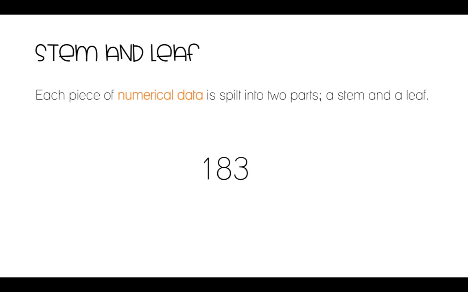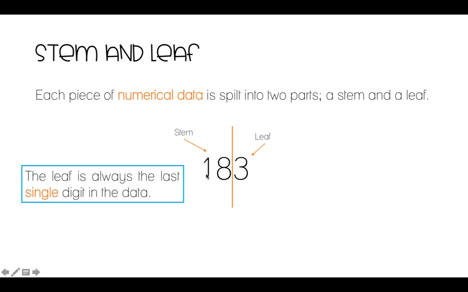Again, we split it, remembering that we split between the second last and the last digit. Everything before is our stem. Whatever is after is our leaf. So our stem here is 18. The leaf is always the last single digit in the data. So our stem is 18 and our leaf is 3.